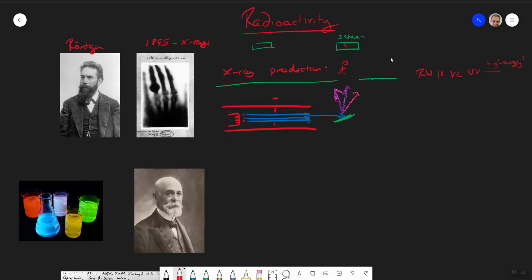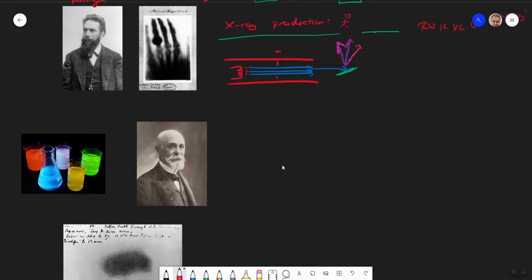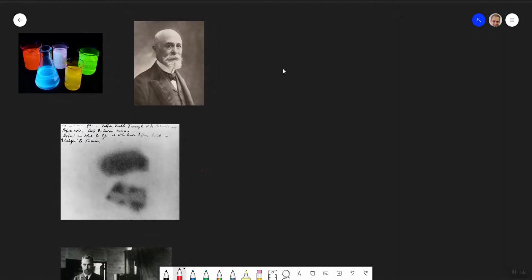But in doing so, when he publishes, he sets off this huge amount of research that gets done into invisible rays. And the next person who comes onto the scene is this guy. And this guy is Henri Becquerel.